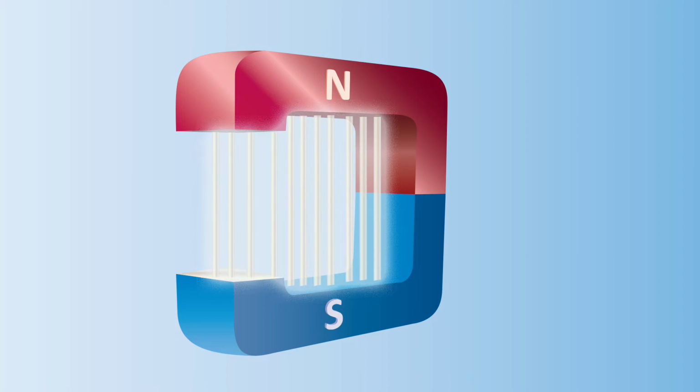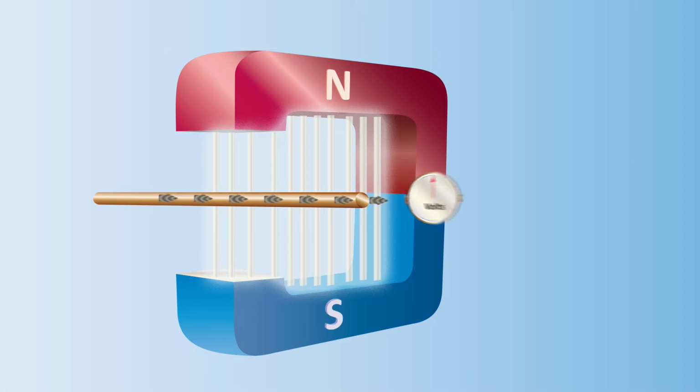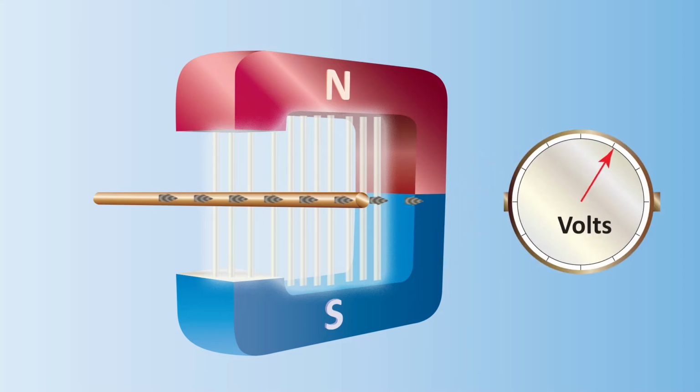Faraday discovered when a conducting wire, such as copper, was moved or crossed at right angles within the magnetic field, an electromotive force, or EMF, was induced into the wire. In other words, an electric current.